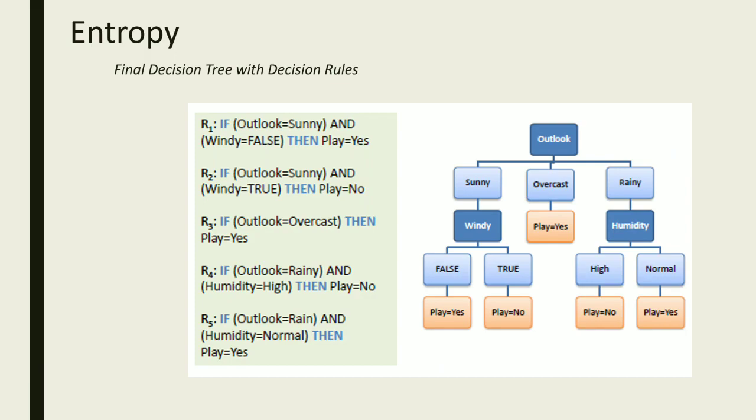We can also write this in terms of if and else terms, and these are called decision rules. That is, rule 1 is if outlook is sunny and windy is false, then play is equal to yes. If outlook is sunny and windy is true, then play equal to no. Then if outlook is overcast, then play equal to yes. If outlook is rainy and humidity is high, then play equal to no. And if outlook is rainy and humidity is normal, then play is equal to yes. This is all about the decision tree that has been drawn here.